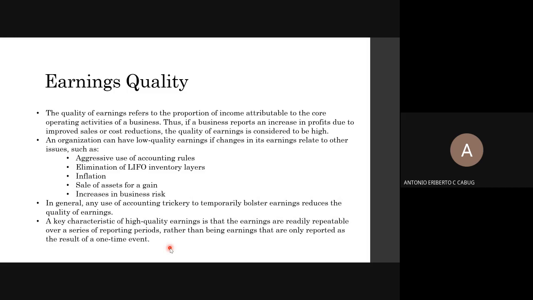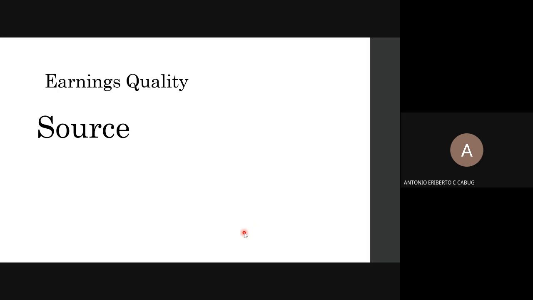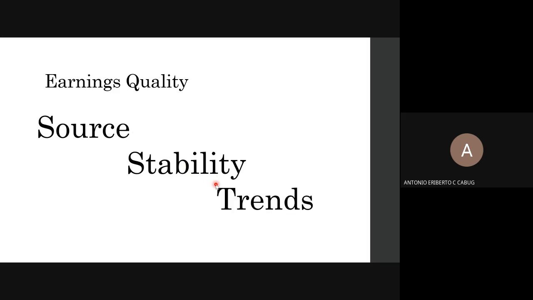A key characteristic of high quality earnings is that the earnings are readily repeatable over a series of reporting periods rather than being earnings only reported as a one-time event. Okay? Sa earnings quality, inaaral natin yung source, stability, tsaka trends. In earnings quality, we look at the source. Constant ba yung source? No? Is it a continuous source of revenue or one-time lang? Stability. Hindi ba siya pabago-bago na nagfa-fluctuate? Trends. Hindi ba pabagsak yung trend? Baka mamaya pabagsak yung trend ng profit.